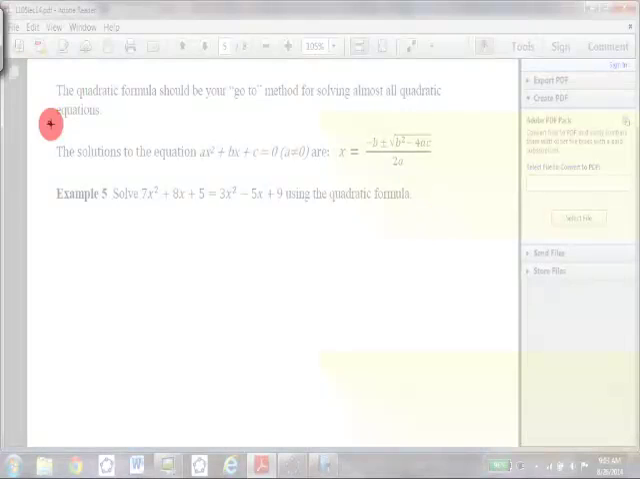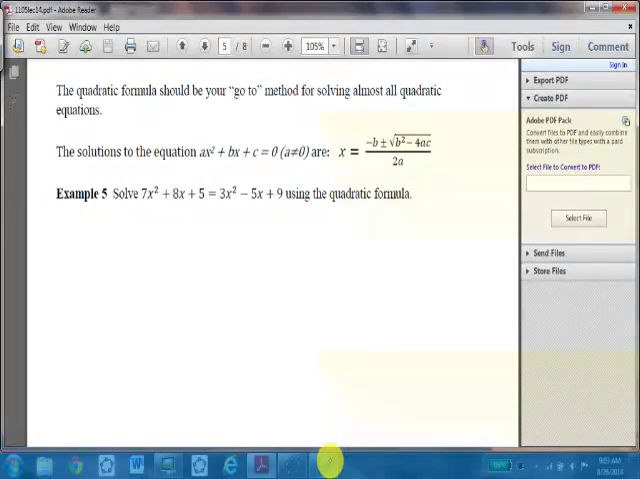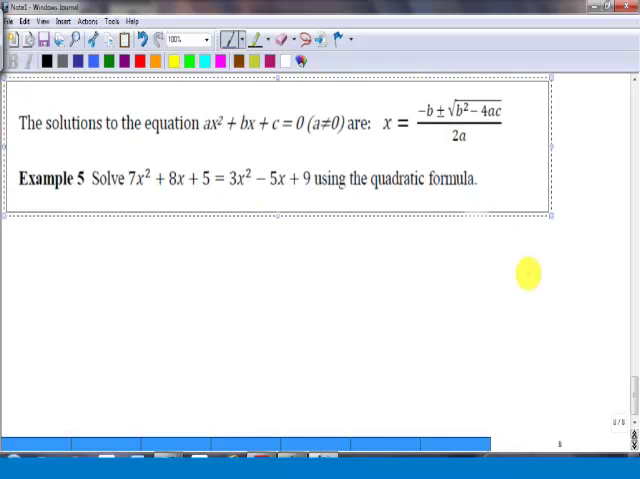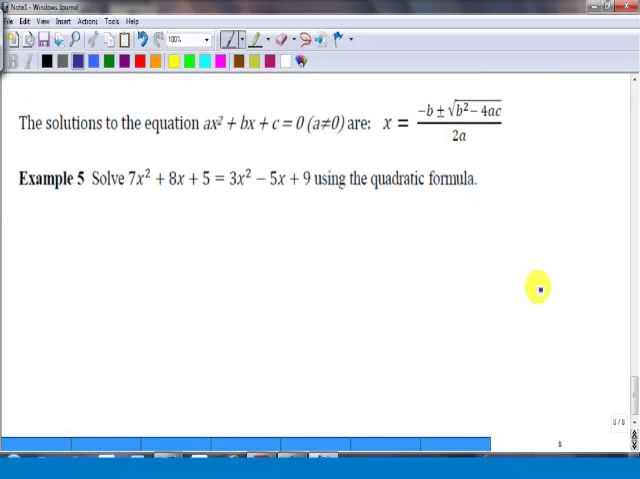Let's look at the quadratic formula and how we would apply that to solve this quadratic equation. It's not in standard form. If we're going to use the quadratic formula to solve a quadratic equation, it needs to be in standard form.